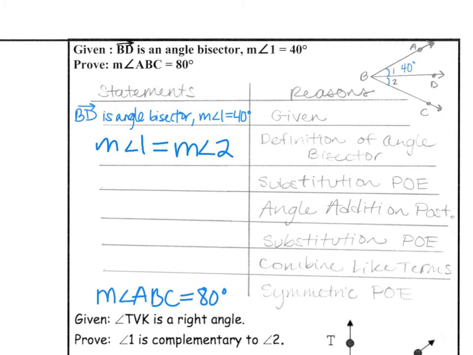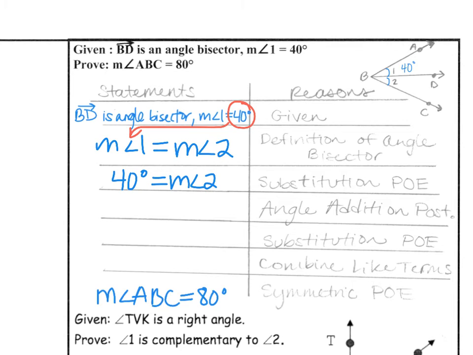Measure of angle 1 is 40. So instead of putting measure of angle 1, we get to put 40. So we're going to literally write 40 degrees equals measure of angle 2. You replaced 1 with 40 degrees. And look, now we just proved that the measure of angle 2 is equal to 40 degrees.